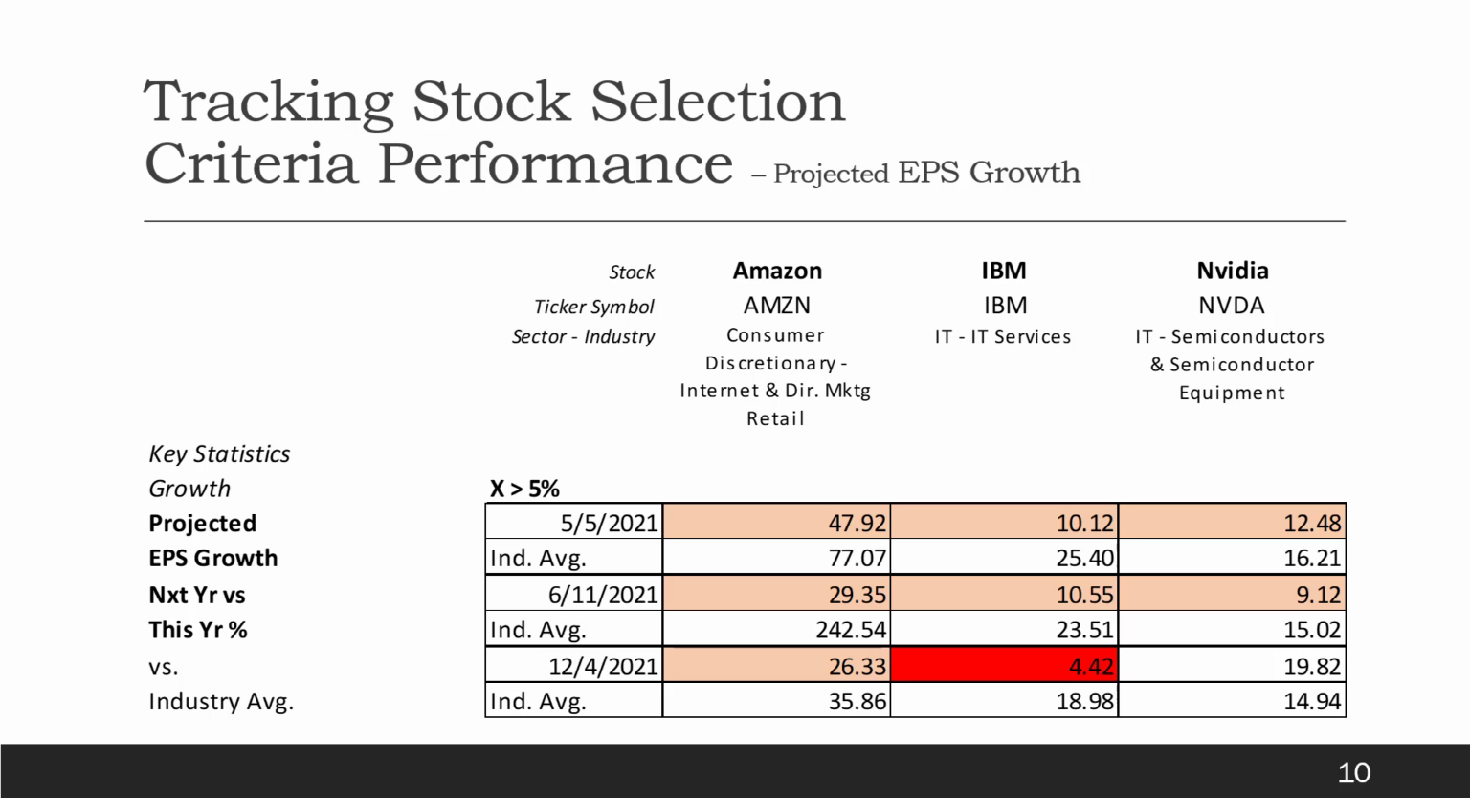Amazon's projected EPS growth next year versus this year at 26.33% also brought down the average for its industry, internet and direct marketing retail. NVIDIA's projected EPS growth next year versus this year at 19.82%, pulling up the semiconductors and semiconductor equipment industry average to 14.94%.